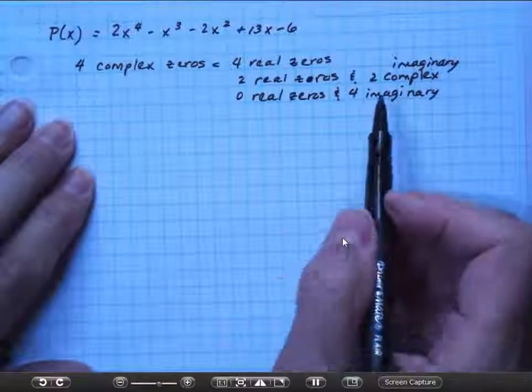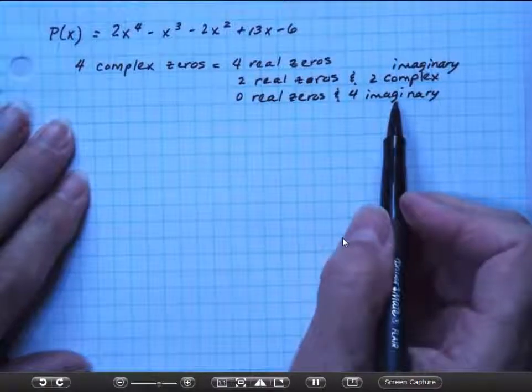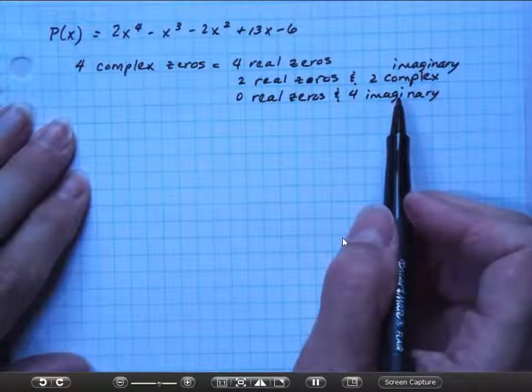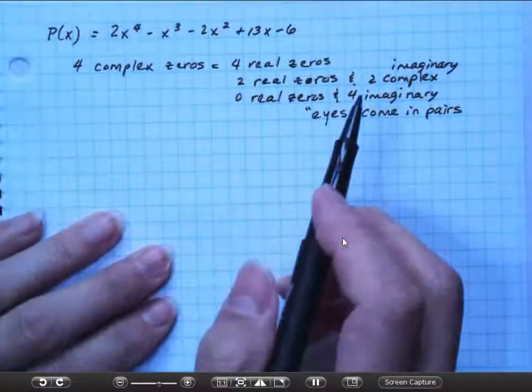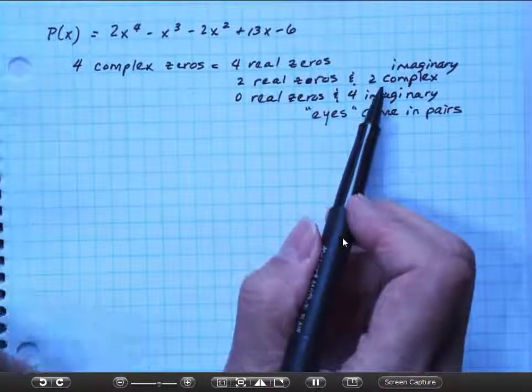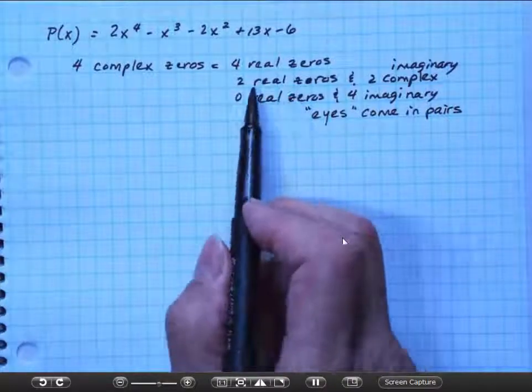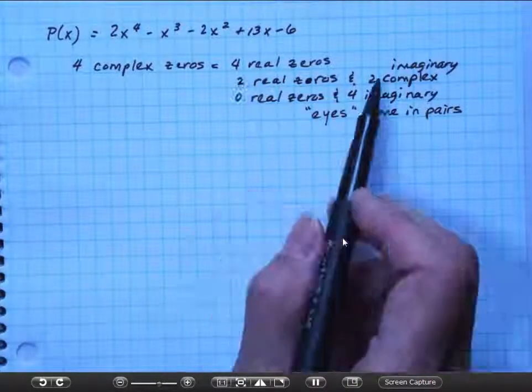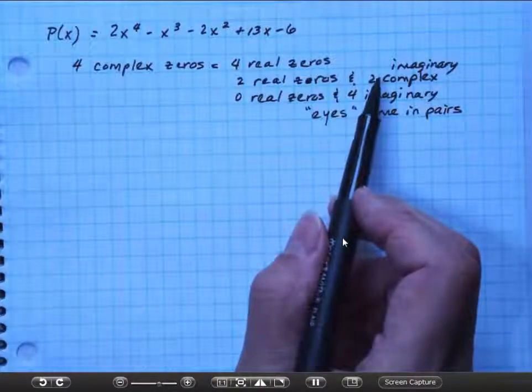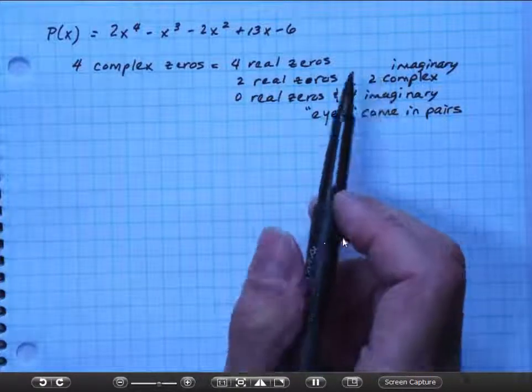Remember that our imaginary numbers always come in pairs. So i's come in pairs. And they have to, so there's got to be 2 of them, which is why when we have 2 real zeros, we can only have 2 real zeros. We can't have 3. It wouldn't make sense to have 3 real zeros and 1 complex because my i's have to be in pairs. Okay, so that's the first thing we need to look at.